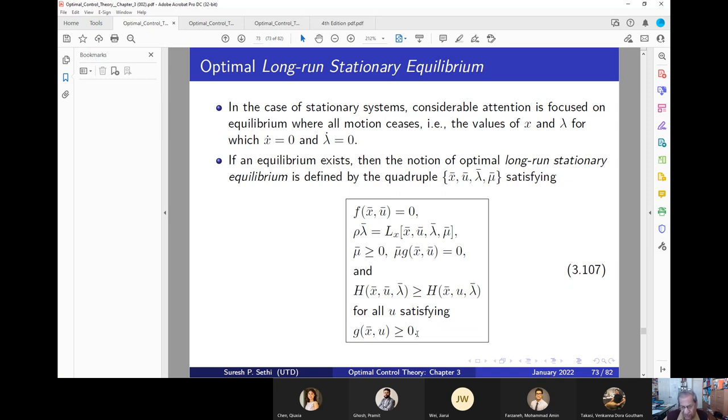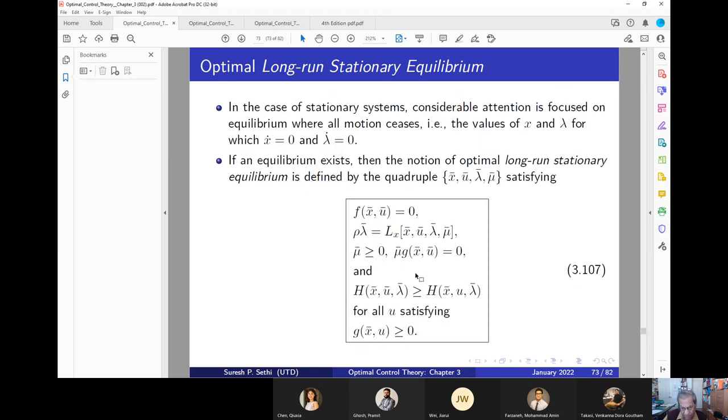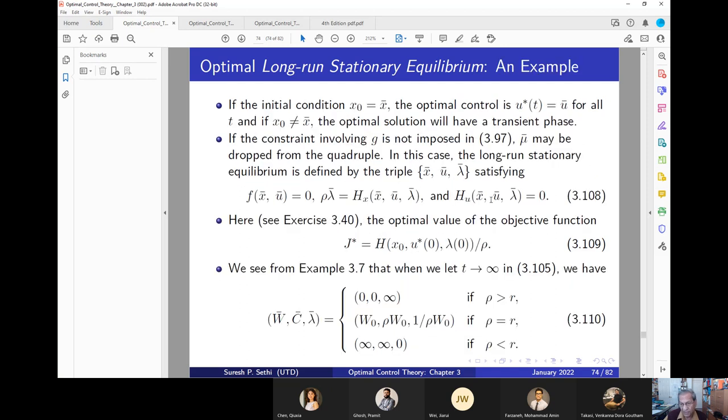If you don't have this constraint, which is in most economics books, you find the definition of this as a triple, not a quadruple, but a triple, which is this. This is 0, this is this. And also, because there is no constraint, you can maximize this by using a first order condition. So this whole thing here could be written this way.